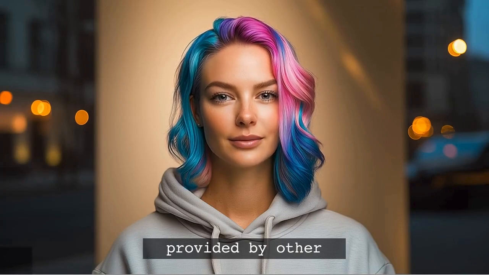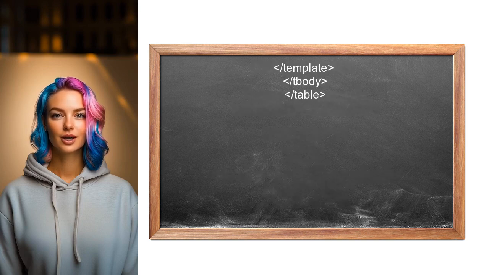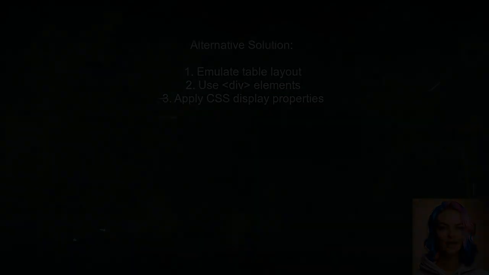Now let's look at the answers provided by other users. This user suggests two alternative approaches for creating a recursive table in Vue.js 2. First, they recommend splitting your component into two separate components. You can then iterate over both components using a virtual node. This allows you to maintain a proper table structure. The second suggestion is to abandon the idea of using a real table altogether. Instead, you can emulate the table layout using div elements and appropriate CSS display properties.